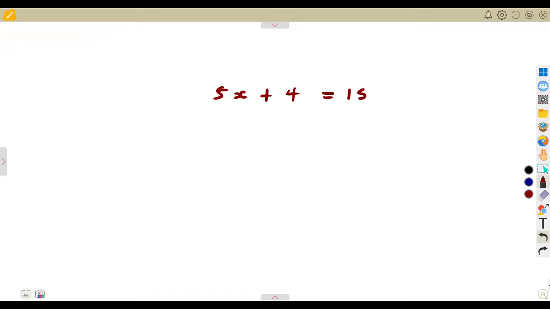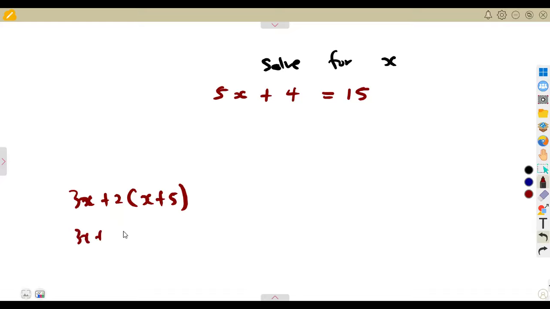Or let us just say this is equivalent to 15, like what we have. You are given to solve for x. How do we solve an equation? This is different from a simplification. To simplify, you just have a normal expression, like 3x plus 2 into x plus 5. There is no x that you're finding. You are just expanding your brackets, and you simplify it together, collecting the like terms.